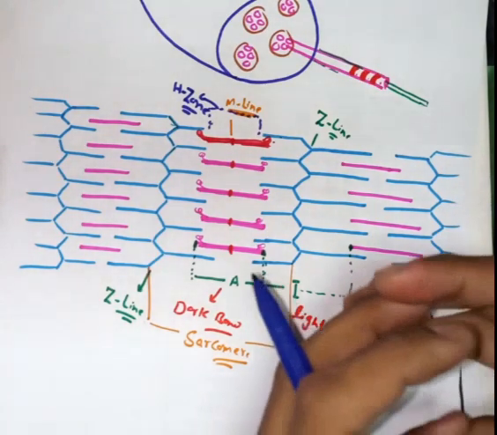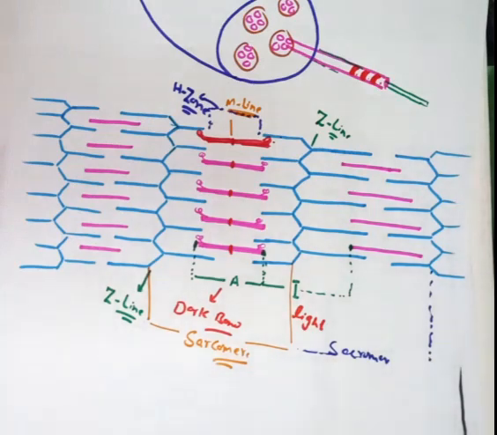Okay, so in one muscle fiber, it's not like only one thin filament or one thick filament will be present. There are many thin filaments and many thick filaments attached with each other, and they all are responsible for the contraction of skeletal muscle.